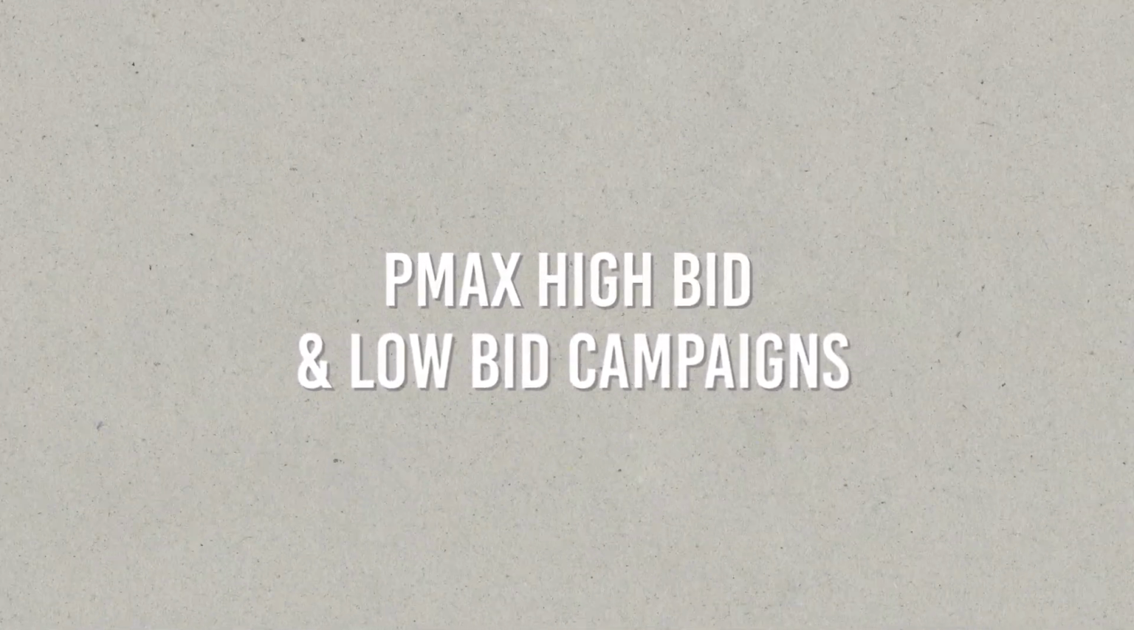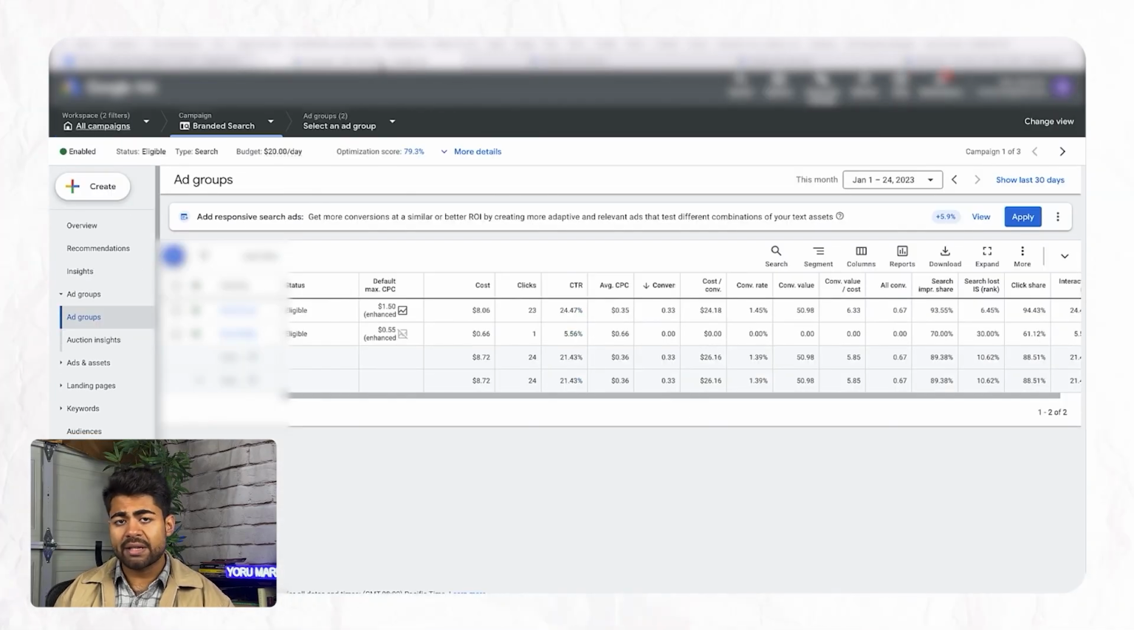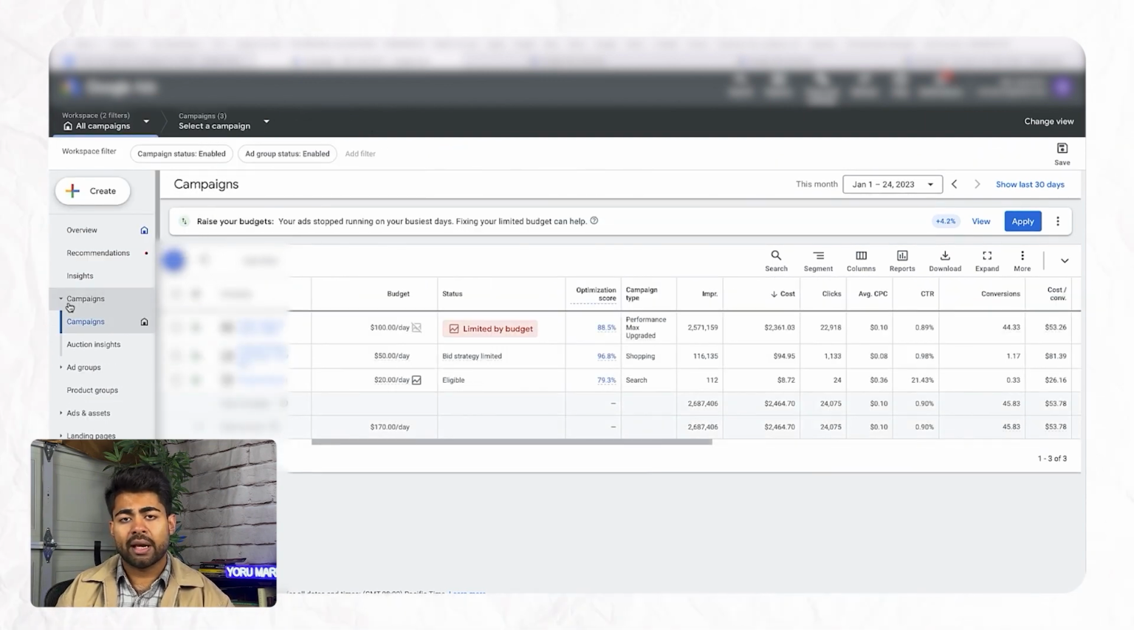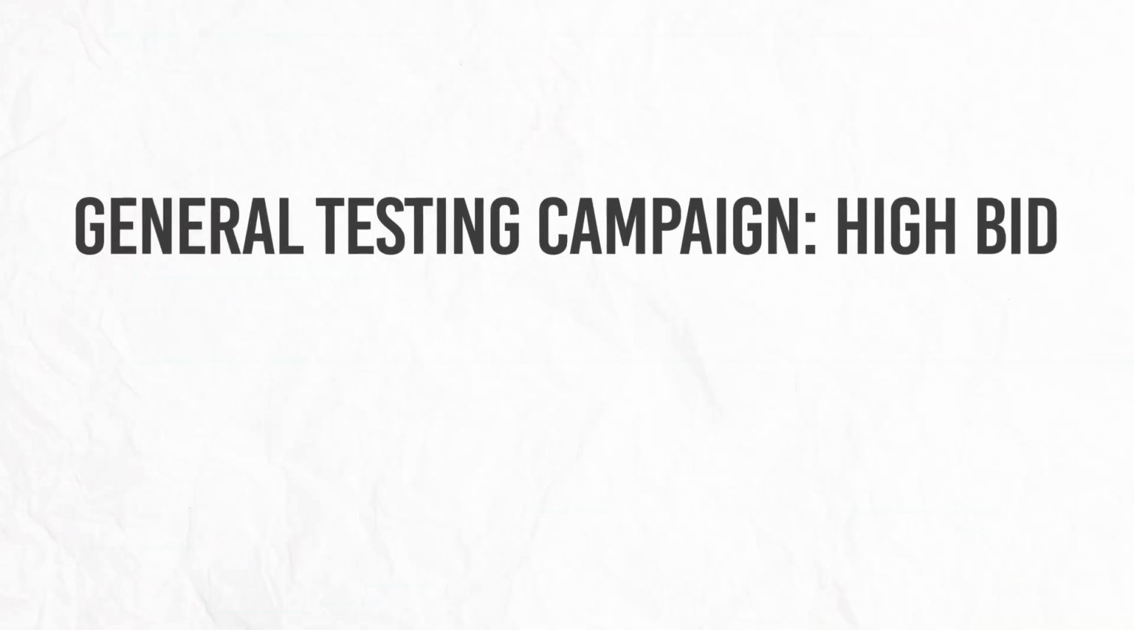Strategy number 2, this is the PMax high bid and low bid campaign. Now, hold on, I know you're probably confused thinking, what did I just say? However, the reality is with performance max campaigns, you can actually lay them out as you would a normal standard shopping campaign. And here's exactly what I mean. So one of my most OG strategies that I used to recommend right from the beginning was the standard 2-1 launch strategy. Essentially, that strategy was where you have 2 general testing campaigns and 1 branded search campaign. Both the general standard shopping campaigns were run at either a high bid or a low bid.